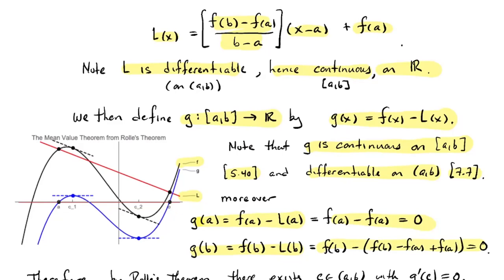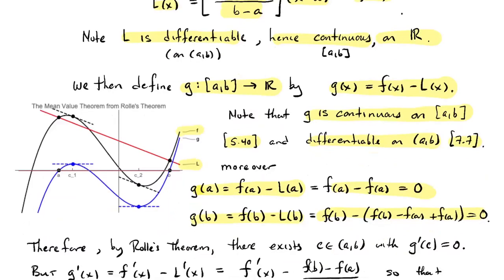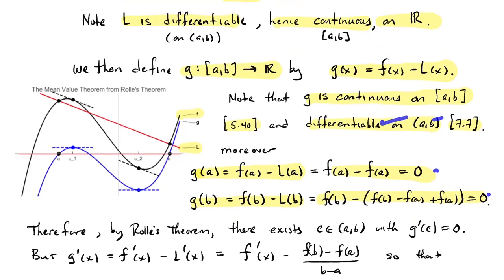It's clear in the picture, right? If g is just f minus L and f and L cross at a and b, then g is 0 at a and b. So what have we got for g? We've got it continuous on the closed interval, differentiable on the open interval. Its values at the endpoints are the same. They're both 0. g satisfies Rolle's theorem hypothesis. So Rolle's theorem says there's some point c in between a and b that makes g's derivative 0.